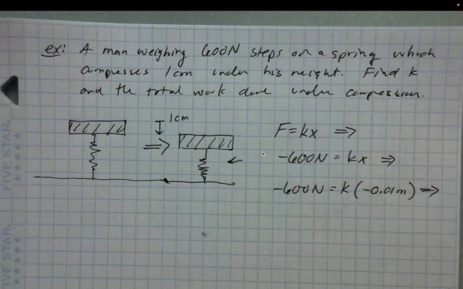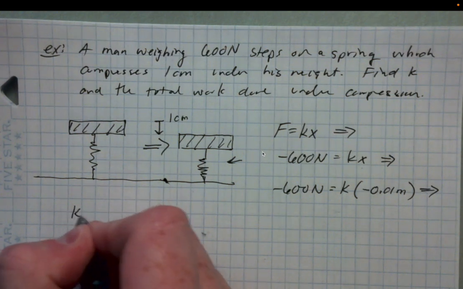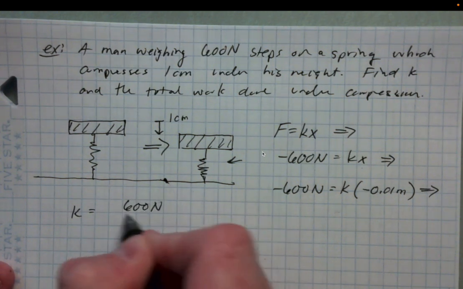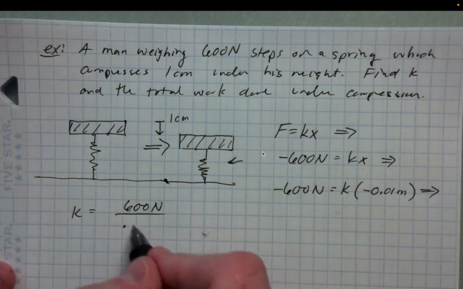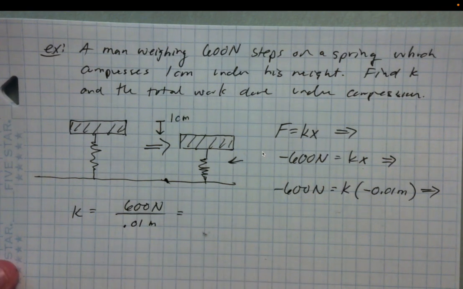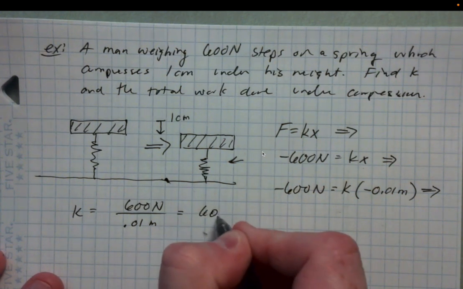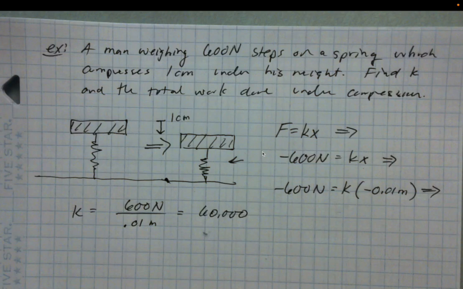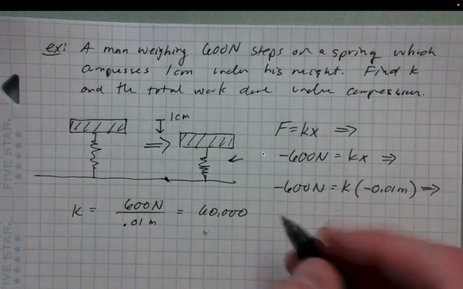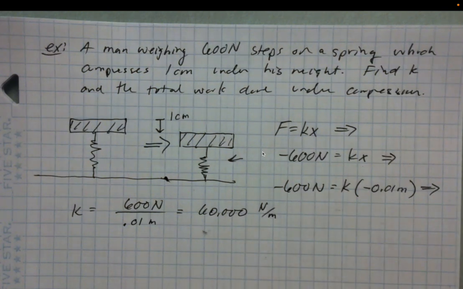And so the spring constant just kind of pops out of this. If you know the amount of force applied, you know the amount of displacement created, you can calculate the spring constant. So k must be equal to 600 newtons over 0.01 meters. And so when you do that, you get 60,000. Okay? 60,000 newtons per meter.